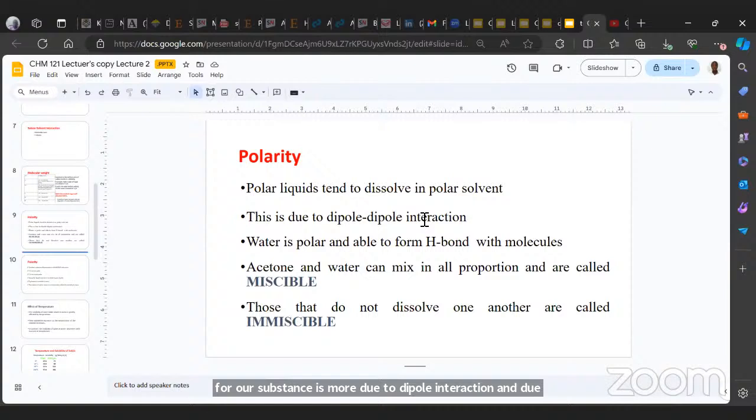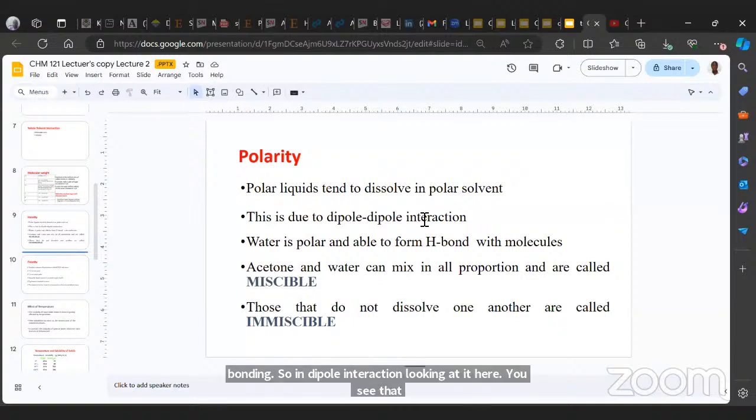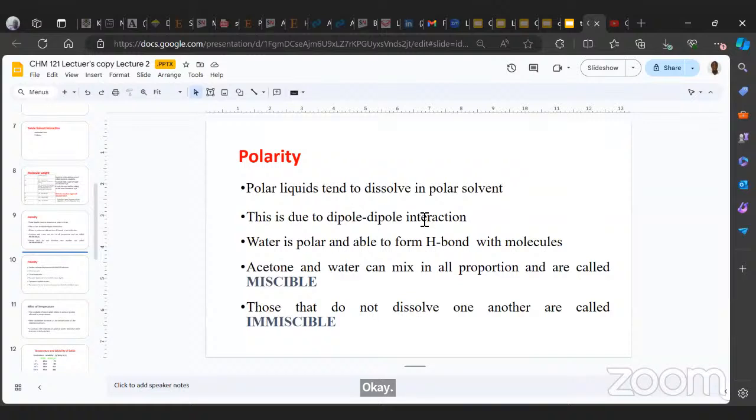You have a positive charge and a negative charge. And this dipole interaction further leads to hydrogen bonding. If there's hydrogen in the other molecule, the hydrogen will attract the oxygen. The hydrogen of the water molecule will attract the negative charge of the other molecule. Acetone and water will mix in all proportions.